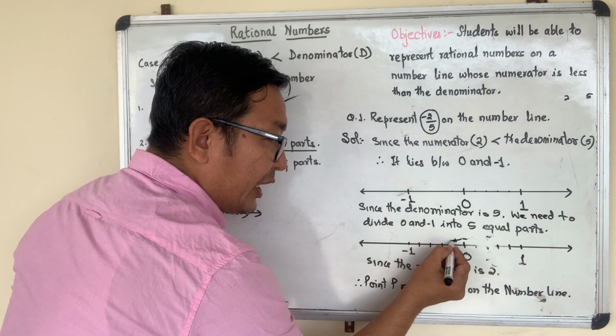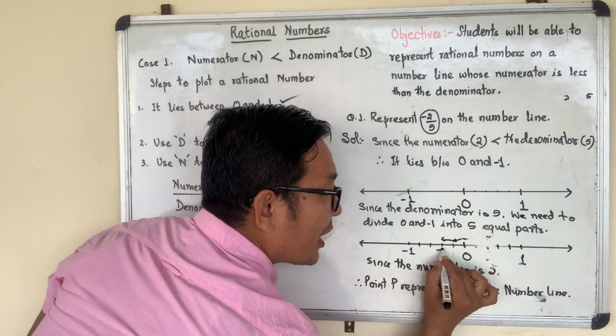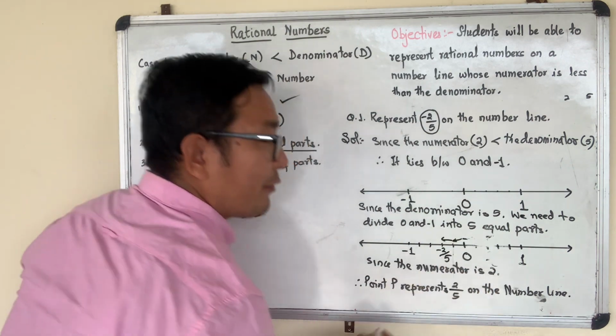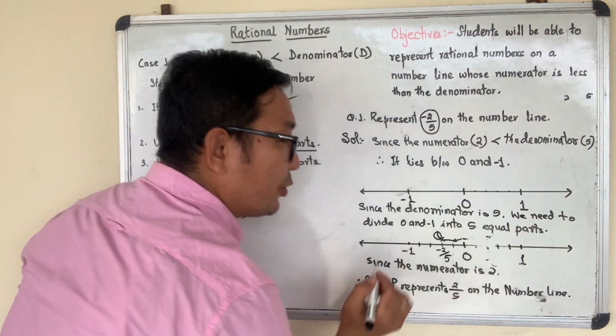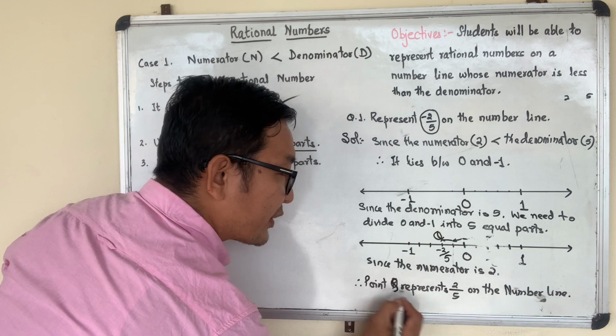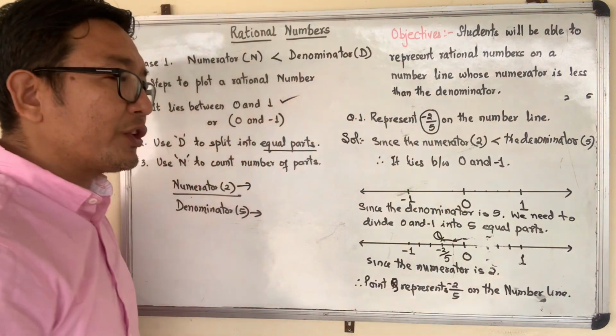So this is negative 2 by 5. Let us say this is point Q. Point Q represents negative 2 by 5 on the number line.